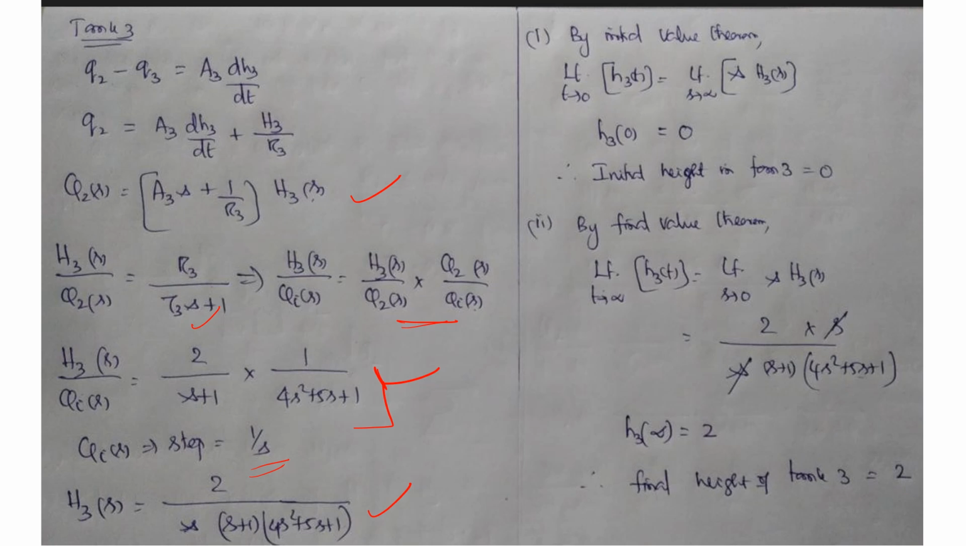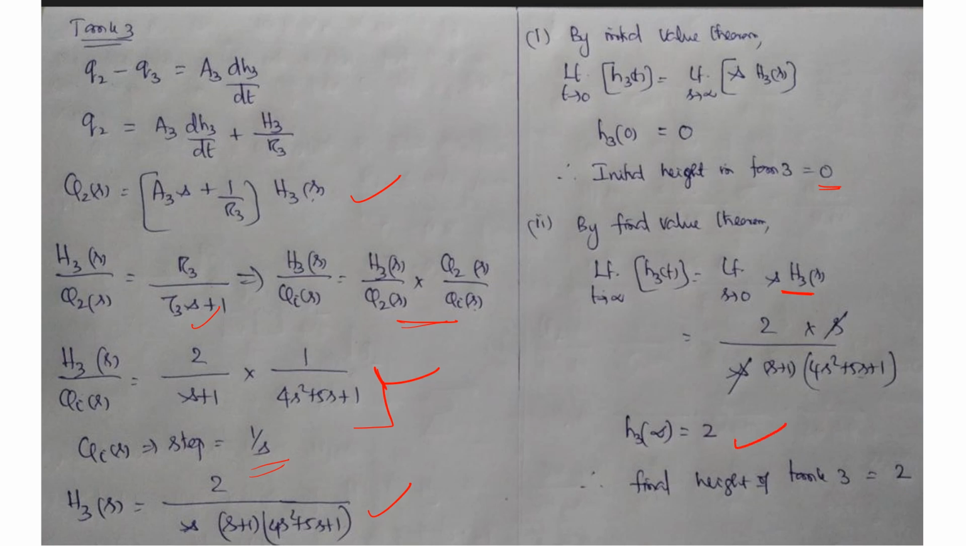Without converting into the inverse Laplace transform, we can find out the initial value and the final value. Based on the initial value theorem, t tends to 0, so limit s tends to infinity of s times H3 of s. Okay, so the initial height is 0. Similarly, for the final value theorem, t tends to infinity, put s tends to 0 into s times H3 of s. Okay, so if you substitute that, we'll get the value.